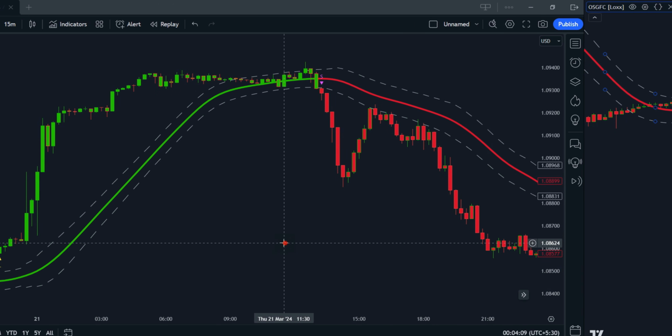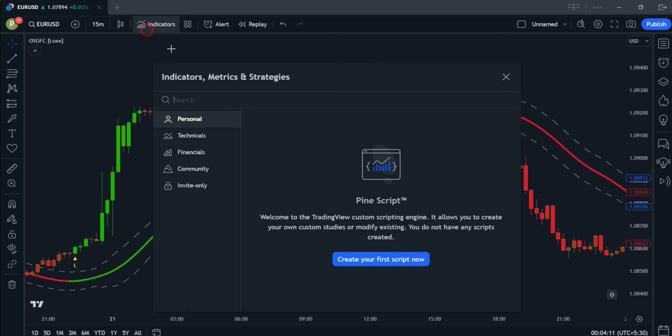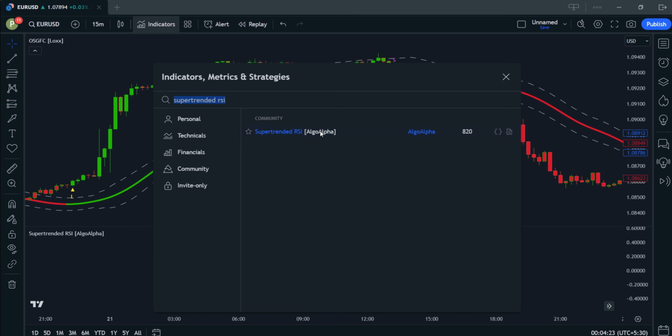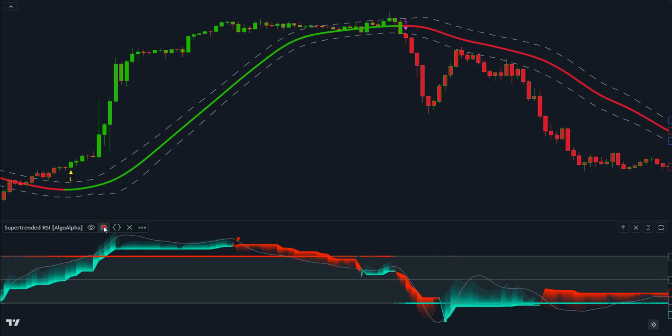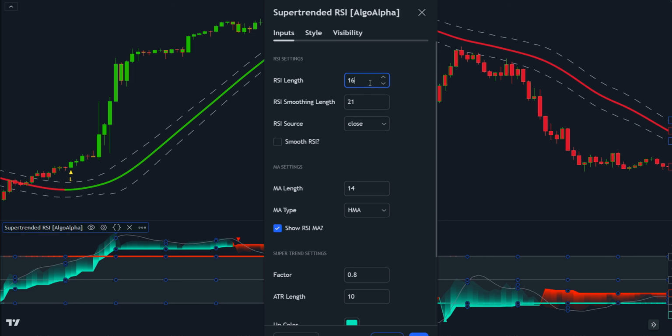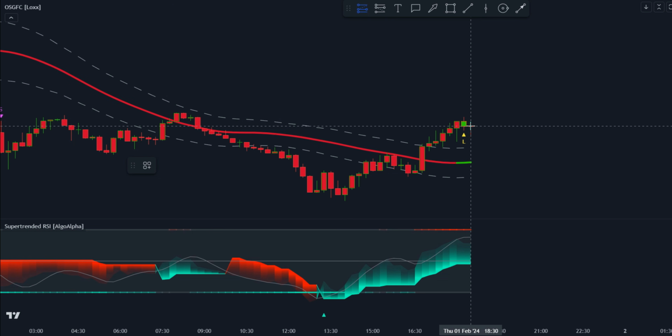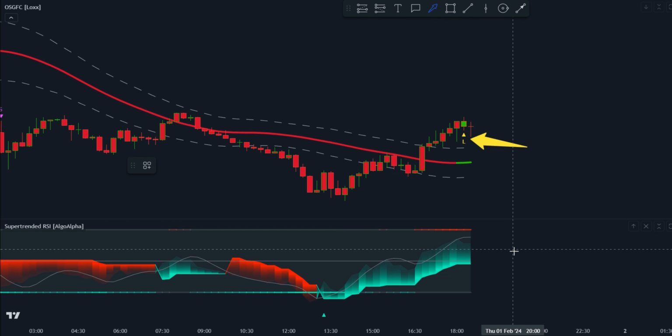Let's add a filter to our strategy to confirm the buy signals. We'll use a popular indicator called the Super Trend RSI. Think of the RSI as a confirmation tool. Let's customize. When the trend signal indicator gives a buy signal, and the Super Trend RSI is also in a bullish zone, this strengthens the potential for a successful trade.